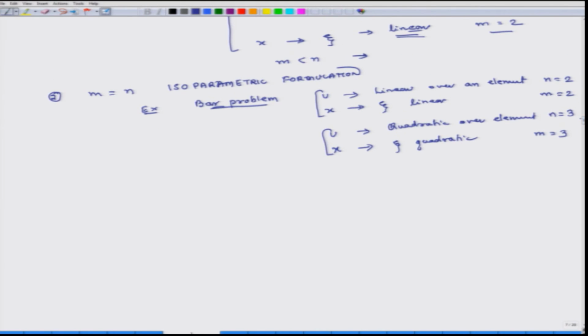And then the last one is m is more than n. This is superparametric formulation.